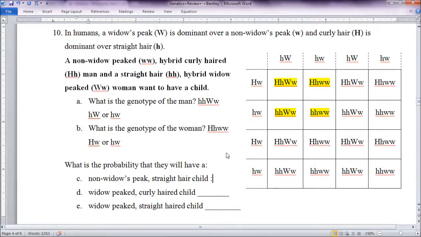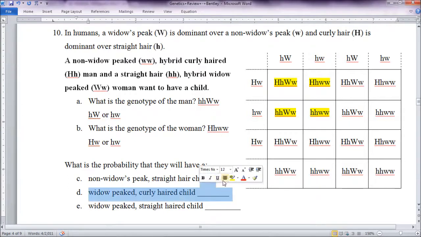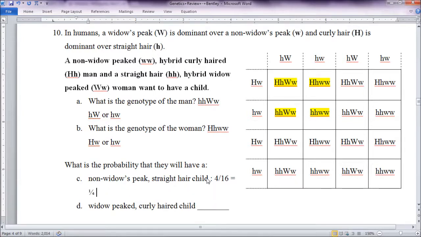So non-widow's peak will be 2 lowercase w's, with straight hair will be 2 lowercase h's. So according to our chart, we have a 1 in 16, or sorry, 4 in 16 chance, which of course, as I said before, will simplify to 1 in 4, or 25%. Like I said, of those 4, one of them had that trait. Bam, you already had it.